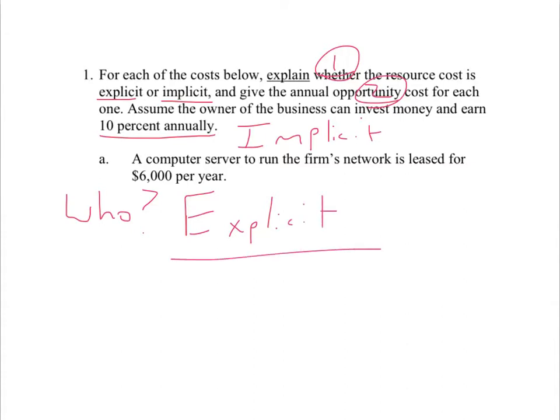How do we know that? Well, because this computer server is owned by someone outside the firm. And not only that, we know that there is an out-of-pocket expense. There's a cash transaction in the amount of $6,000 per year. So this is an explicit cost of $6,000 per year.